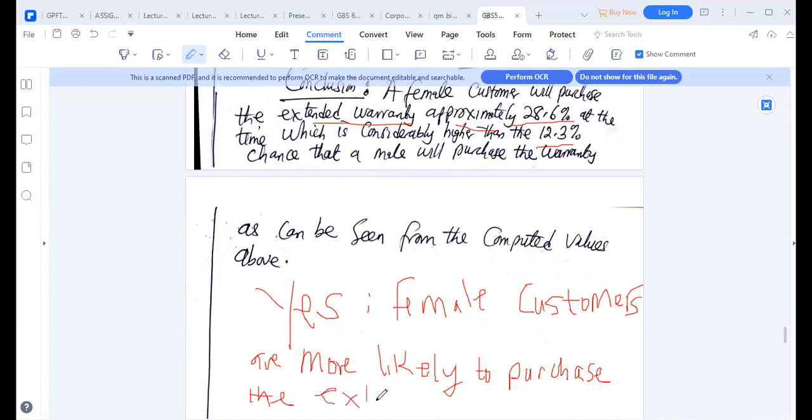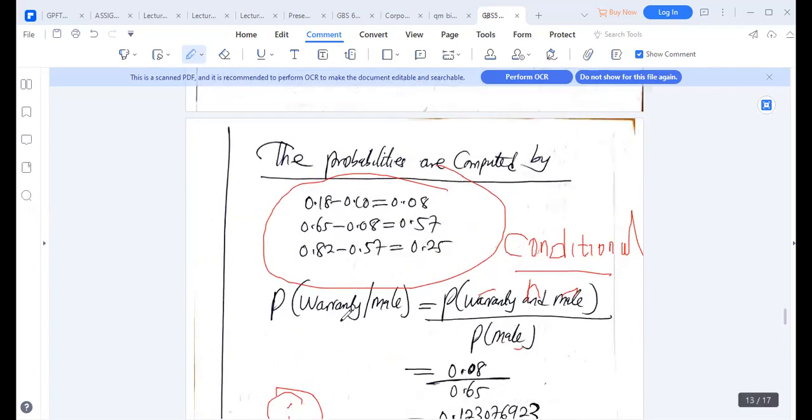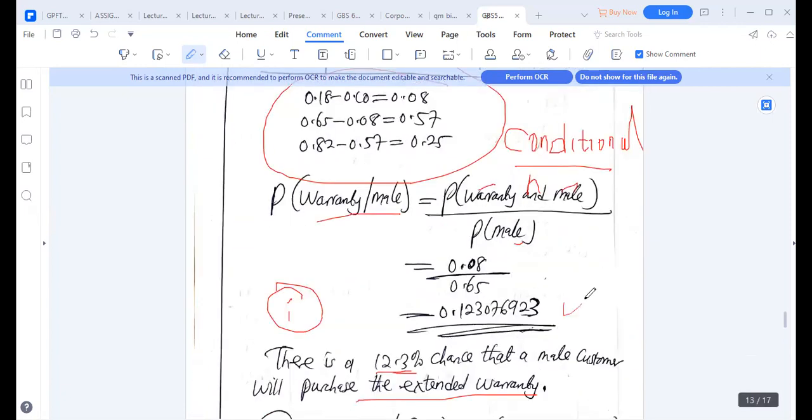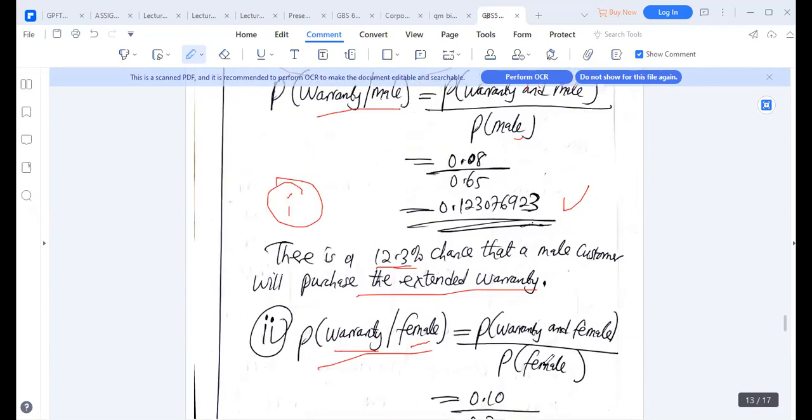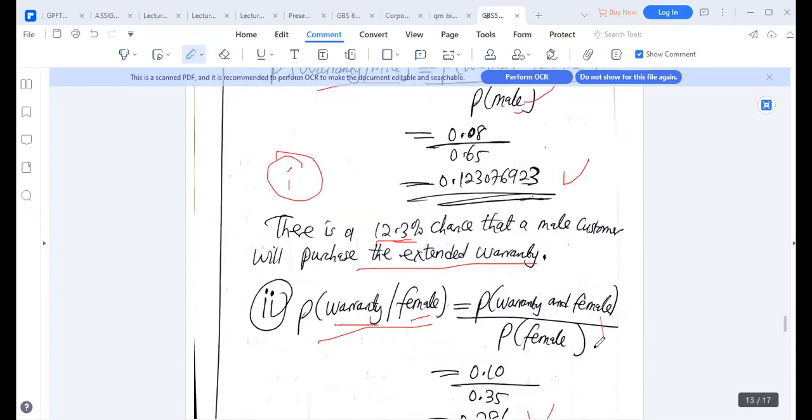So this is what we have gotten by using the conditional probabilities that we have computed here. What is important is to understand the table: warranty given female, warranty given male. These are probability percentages. Okay, so this is the intersection of the probability of male, and this one is the intersection of the probability of female.